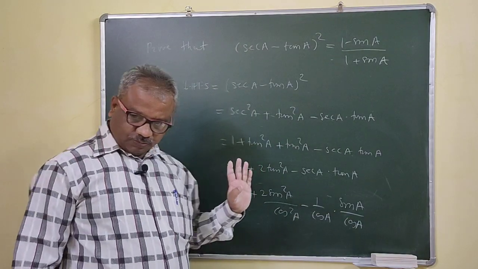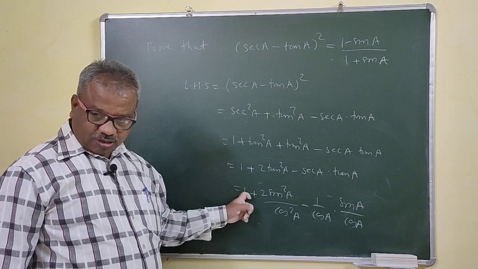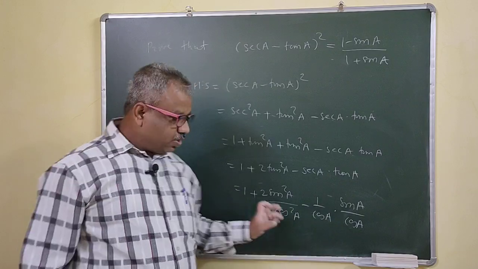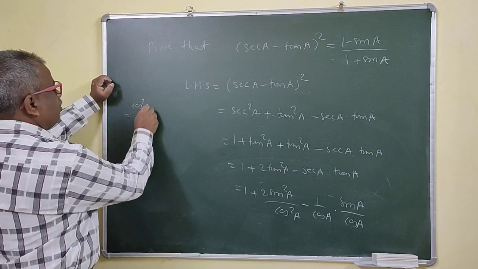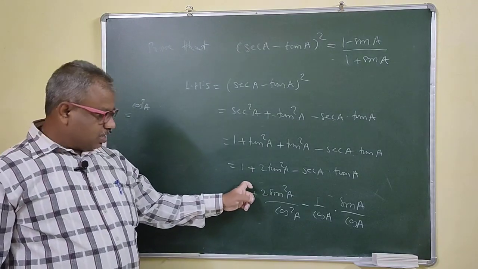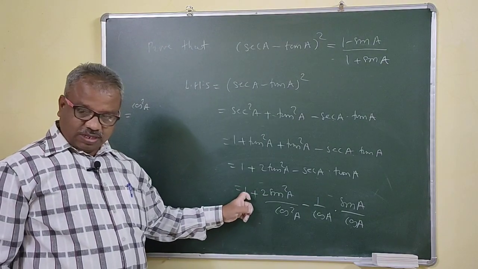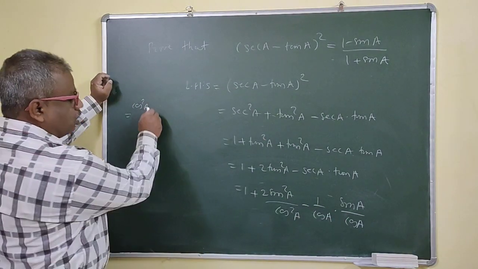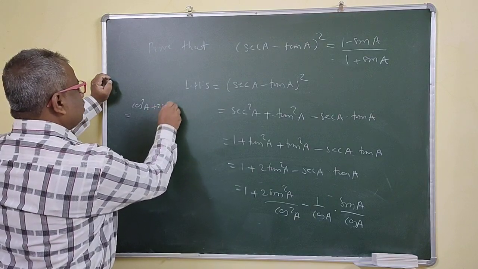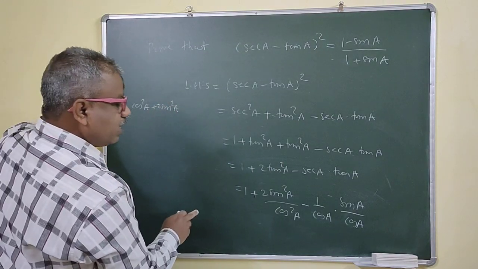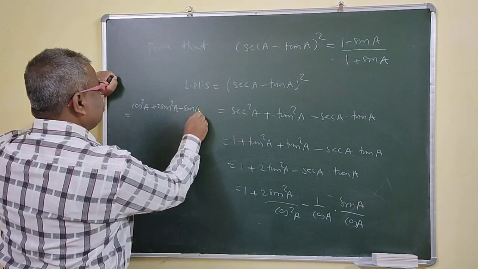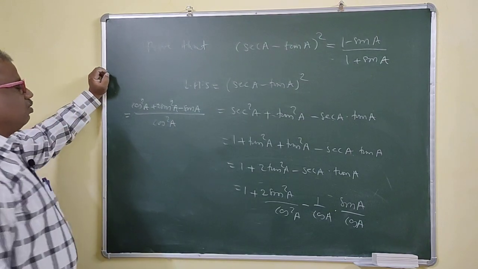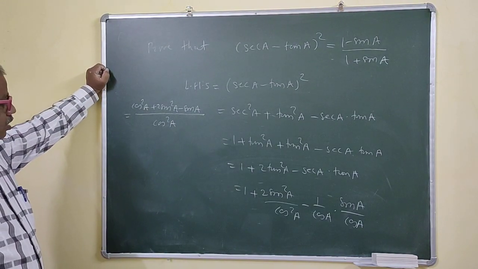We'll take the sum, right? So you have to multiply only here cos square A upon cos square A. Your denominator of these two terms is cos square A. Now here 1 is there, so we'll write here cos square A. You understand this? Because 1 is nothing but cos square A upon cos square A. Denominators are same, so we have to take the addition of the numerator only. So this is cos square A plus 2 sin square A minus 2 sin A upon cos square A, right?